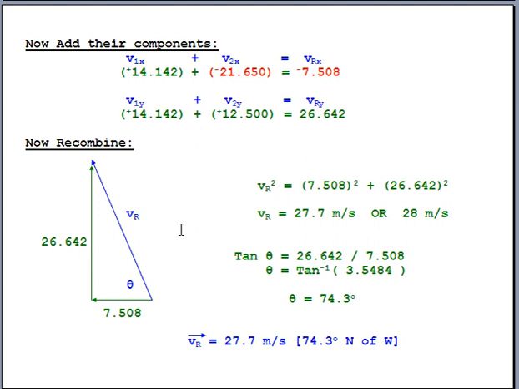The resulting vector is 27.7 meters per second, 74.3 degrees north of west. What's neat about this is it's precise. In other words, if you did this again and again and again, you're always going to get those numbers. The graphical method lacks that. But this method is not incredibly visual. The graphical method is way more visual. It'd be nice if there was something that combined everything, like speed, nice visual picture, and precision.